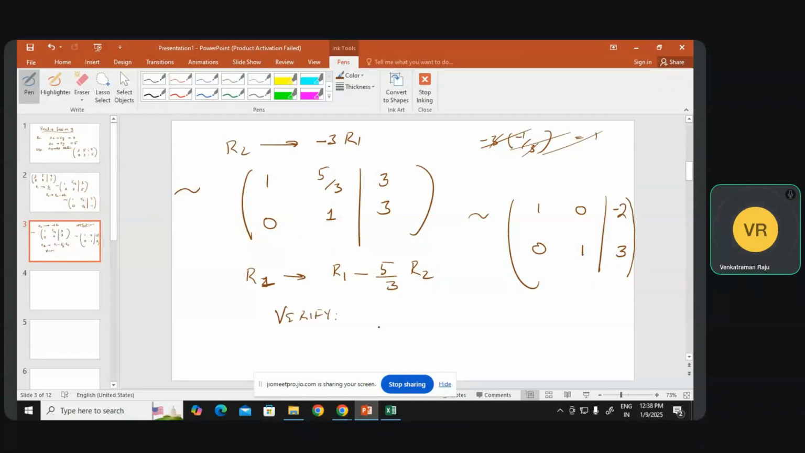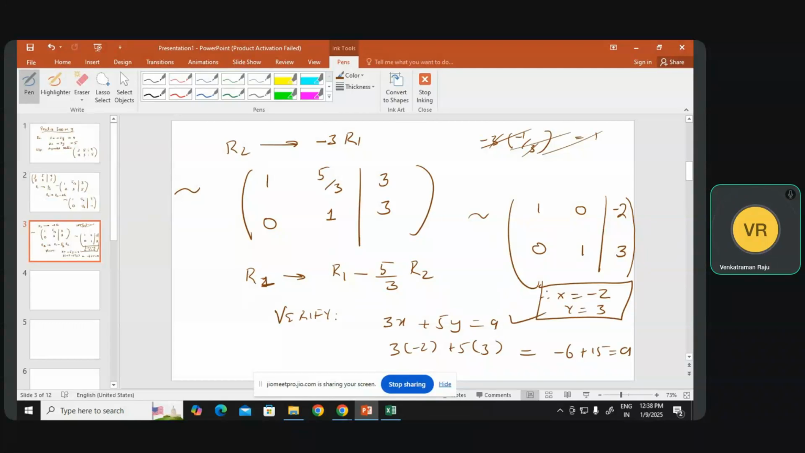So my equation was what? For example, my first equation was 3x plus 5y is equal to 9. So I'm getting the values. This is the final answer, right? So if I put 3 into minus 2 plus 5 into 3 equals minus 6 plus 15, which is 9. Yeah, this is satisfied.